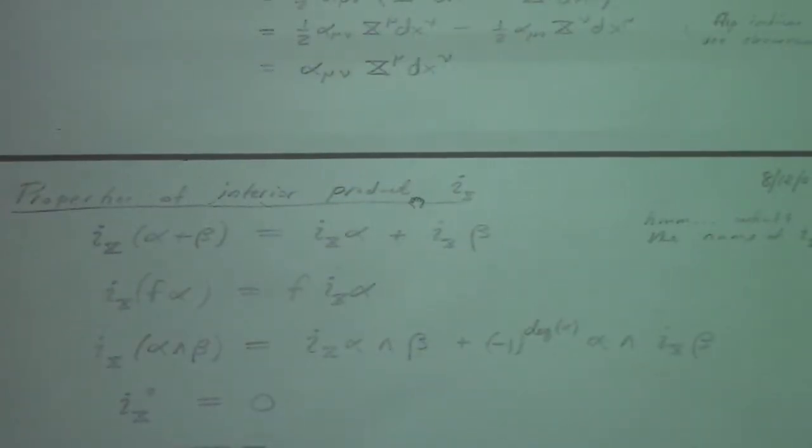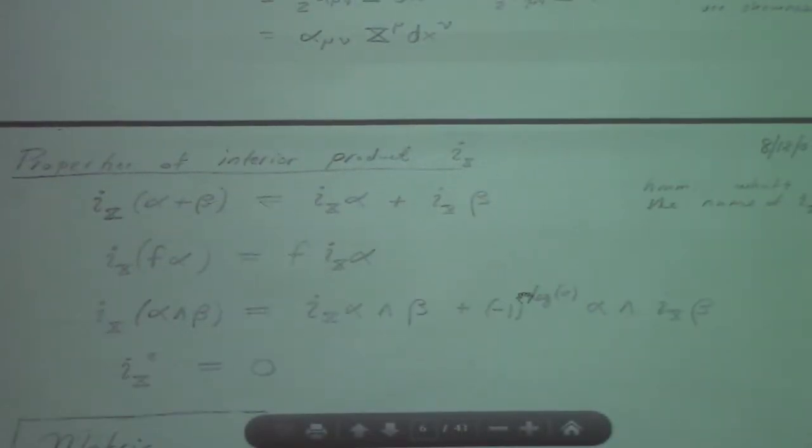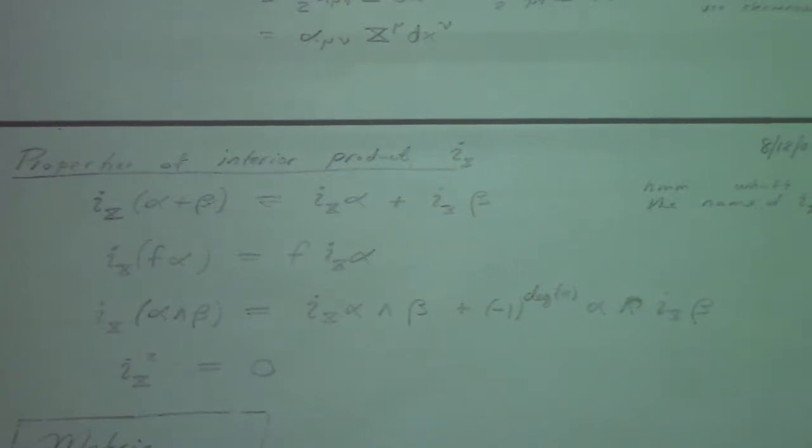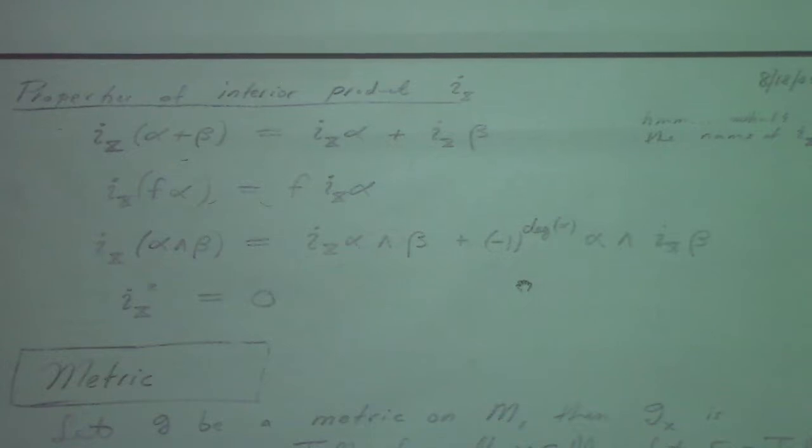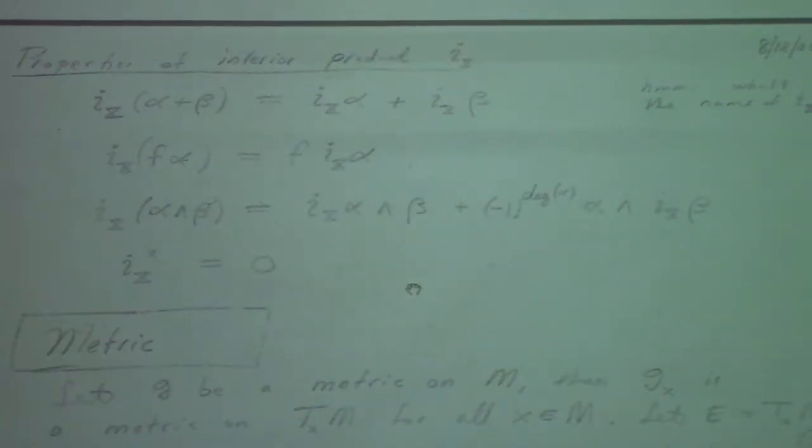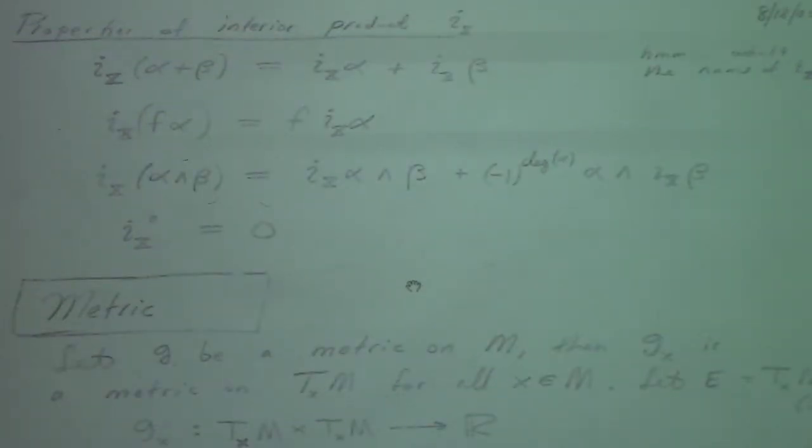Here are the properties of the inner product. Linear. You pull out a function. You've got this funky one, it's again kind of a derivation, right? It's a graded derivation. Interior of x, alpha wedge beta, equals interior of x alpha wedge beta, plus minus 1 to the degree alpha, alpha wedge interior of x beta. Oh, the interior product also squares to 0. Okay, so we're setting up the basic algebra here for the course.